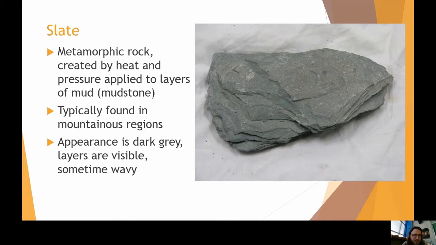And typically you're going to find this in places where there is a lot of heat and pressure, things like mountains. The appearance of this rock is going to be dark gray. The layers are still going to be visible, but maybe a little bit wavy, wavier than you would find in mudstone or shale.